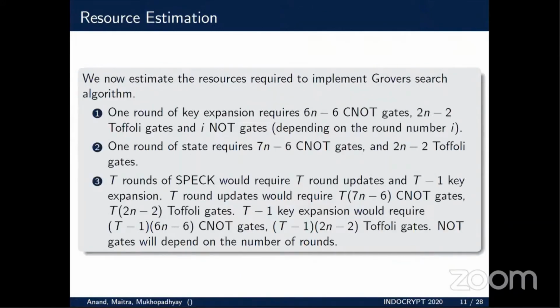And then we estimate the resources required using all these three. So one round of key expansion requires these many CNOT gates and Toffoli gates, where i is the round number. In round number 0, there is no round constant. In 1, the round constant is just 1, and similarly onward. And one round update requires this much and these many Toffoli gates. So T rounds of SPECK would require T round updates and T-1 key expansions. This way we estimated the resources to be this.